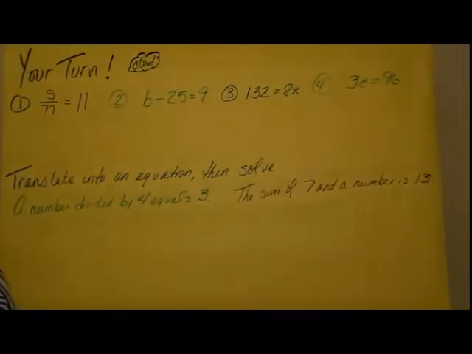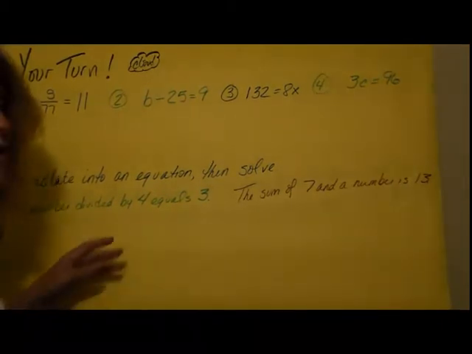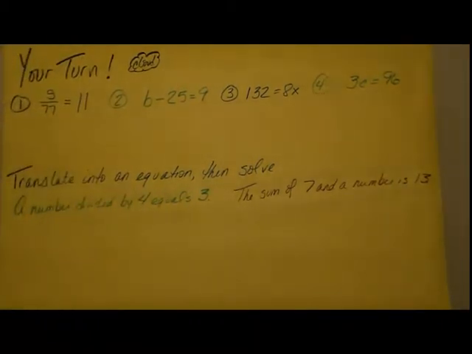Your turn. All right, here's 4 more. 2 multiplication, 2 division. Let's see how you do. So, push pause, write these down, come back when you're done.